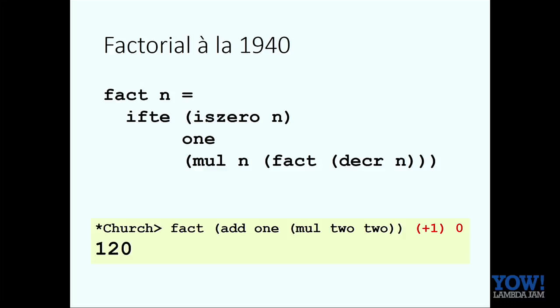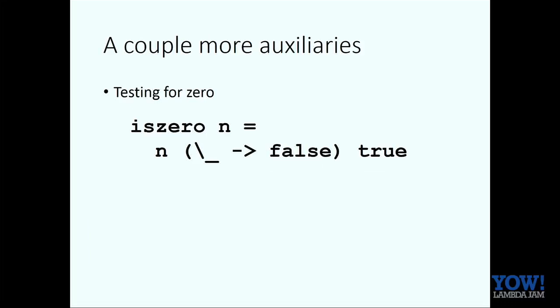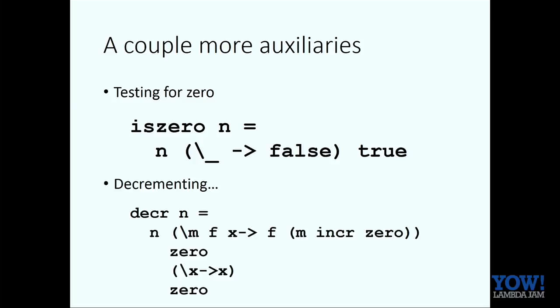Now, there's a couple of things I haven't shown you how to do. There's the is0 function. That's easy. How do you tell if a function n represents 0? Well, you use it to iterate a loop body that returns false, starting from true. Okay, so if there's 0 iterations, you'll get true. If there's more than 0, you'll get false. Easy. And we also need to decrement a number. And the less said about that, the better. But you can do it.